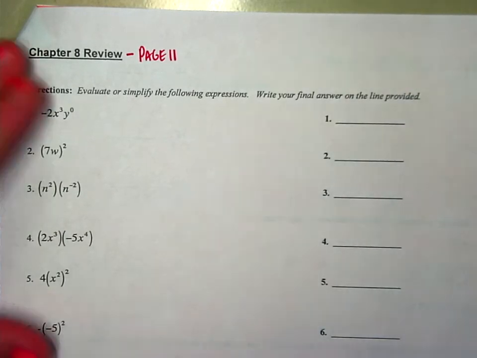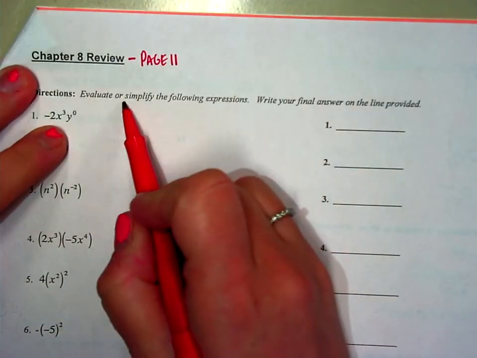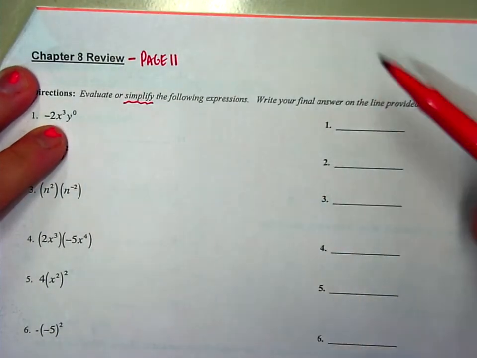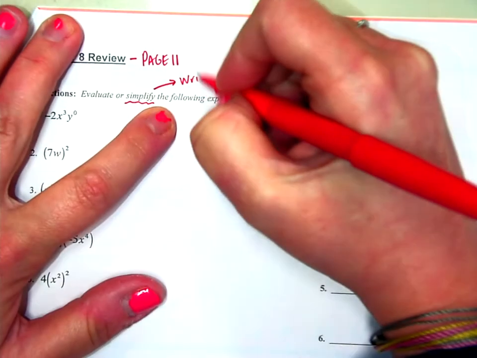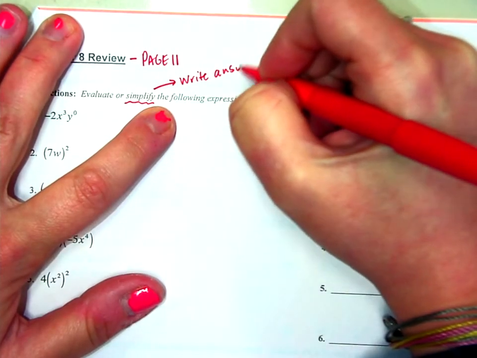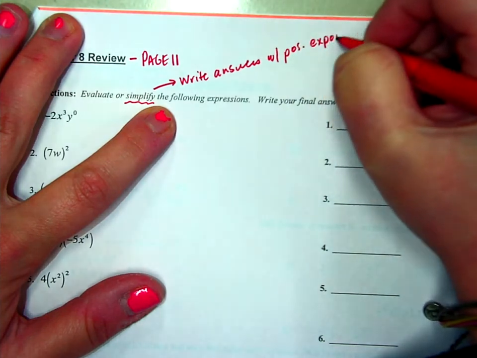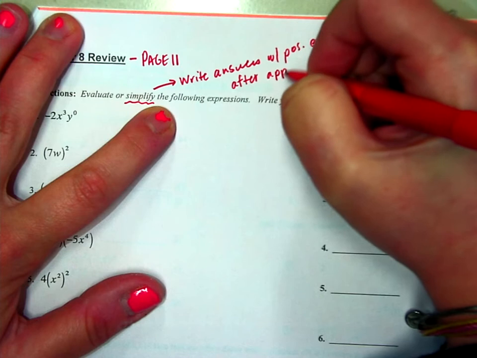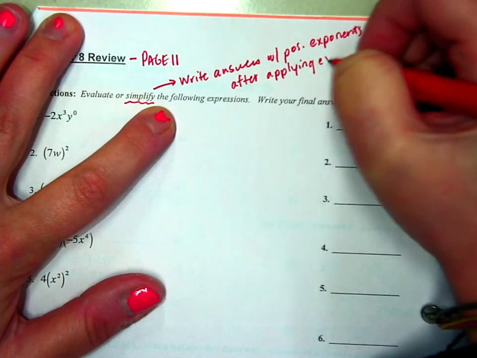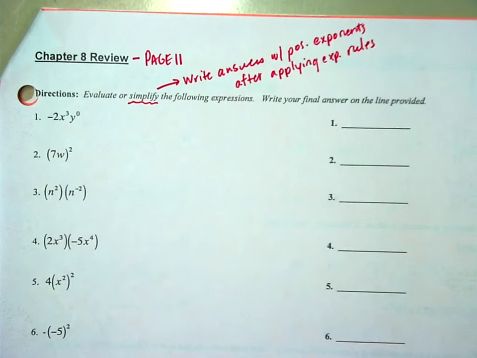Okay, so I'm on page 11 of the practice packet. It does say evaluate or simplify, which is the majority of what we'll be doing, the following expressions. So remember that means to write answers with positive exponents after applying all the rules. Exponent rules. Okay. So, excuse me, that's a good review of what you're going to have to do here.